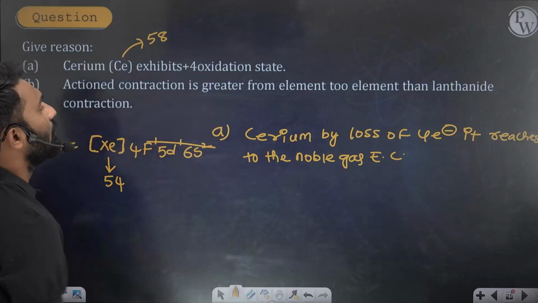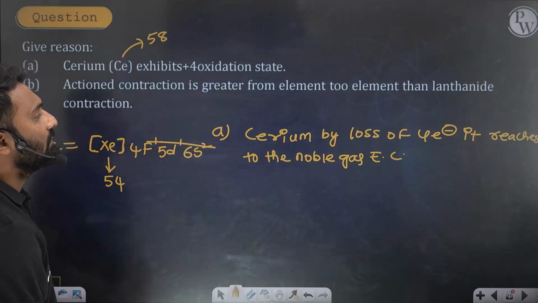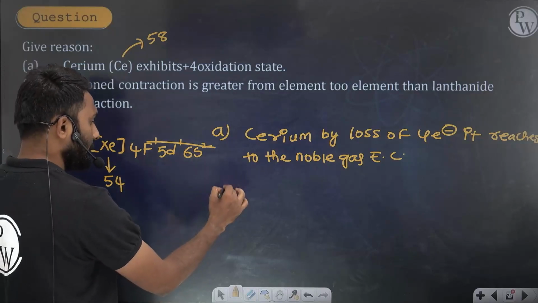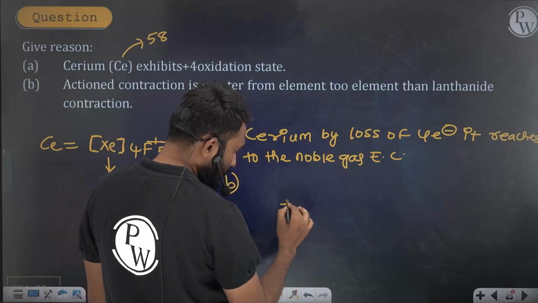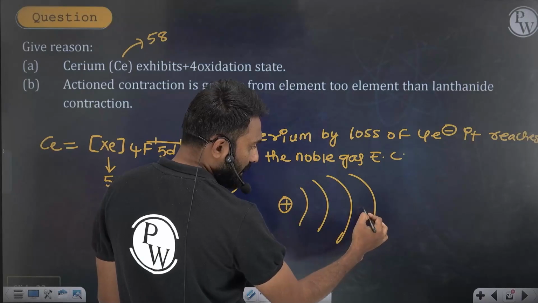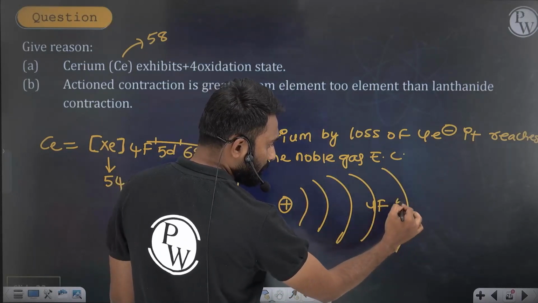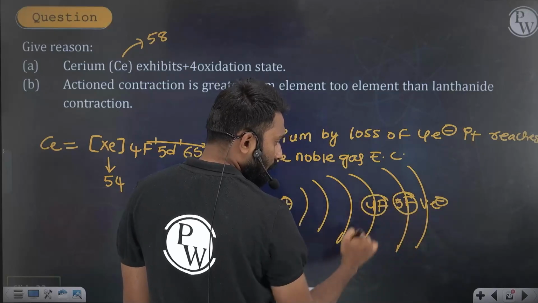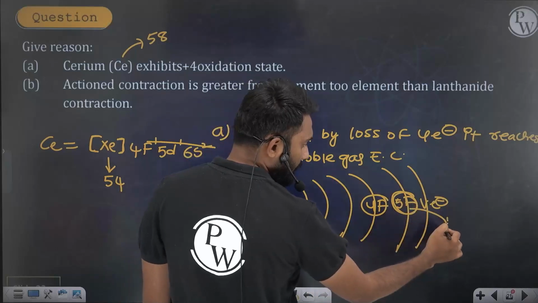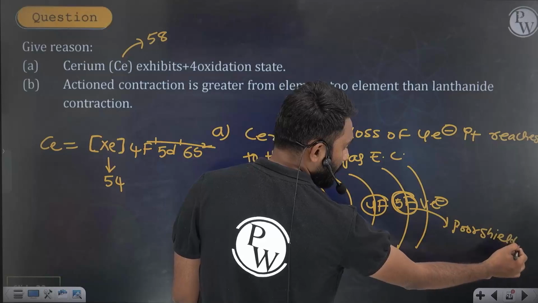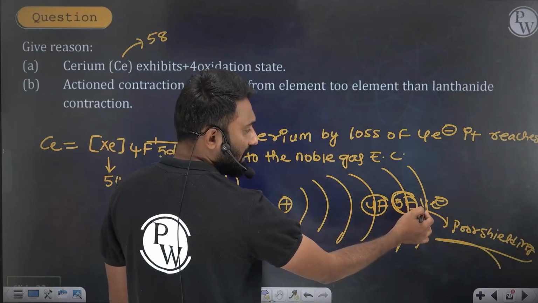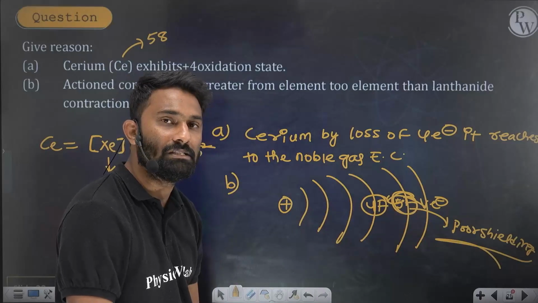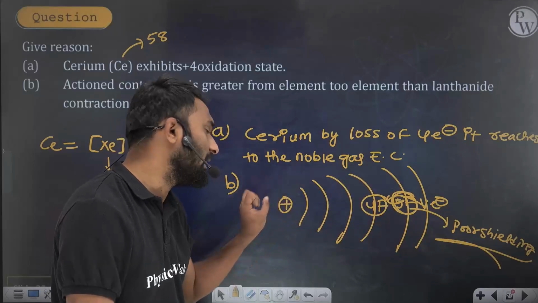Clear? Next, the actinide contraction is greater from element to element than the lanthanide contraction. Now let's see. Now lanthanides, this is the nucleus. Lanthanides start from the 4f, actinides start from the 5f. Clear? Now this is the valency electron. Now 4f and 5f, the 5f is a poor shielding. When the 5f is a poor shielding, the valency electron will not be protected. That is, the valency electron will experience the nuclear charge, or nuclear attraction.